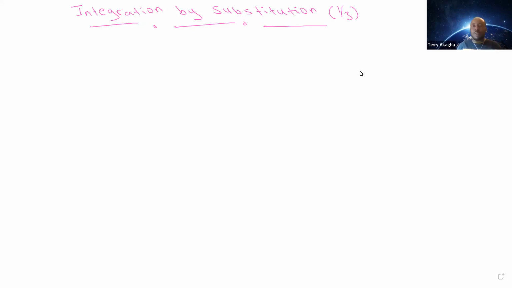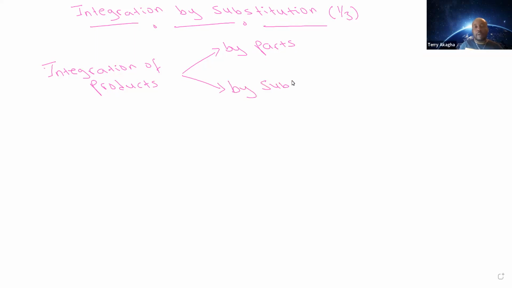In the last video, we talked about integration by parts, and I did some examples. In this video, we're going to talk about integration by substitution, which is also a form of integration of products. When you're doing integration of products, there are two ways of going about it. Either you go integration by parts, which we talked about in the last video. If you missed that, please go back and have a look at it. But here we're going to talk about integration by substitution.